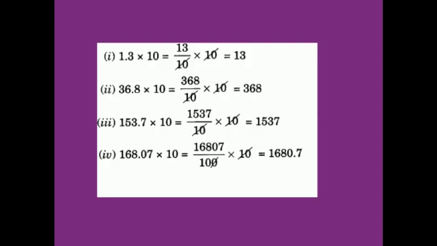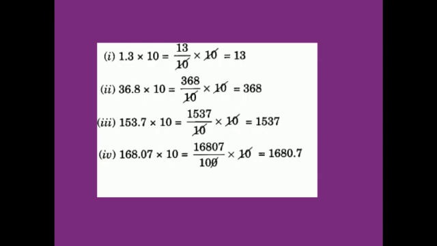Next, fourth subdivision, 168.07 into 10. 168.07 consists of 2 digits right to the decimal point, so it should be written as 16,807 divided by 100. That should be multiplied with 10. Since 0 and 0 get cancelled, we get 16,807 divided by 10. Since the denominator consists of 10, our answer is 1680.7.